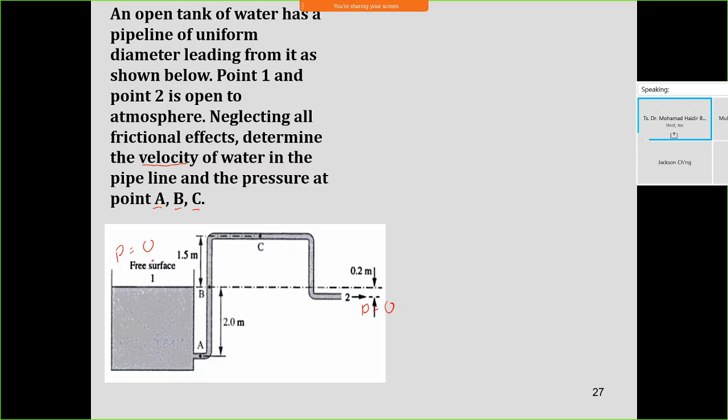So we start by looking at the information that we got from the question. For point 1, you already know the P. As it is open to the atmosphere, P equal to 0. And then it is at the surface of the tank. So for the velocity, how much is it?